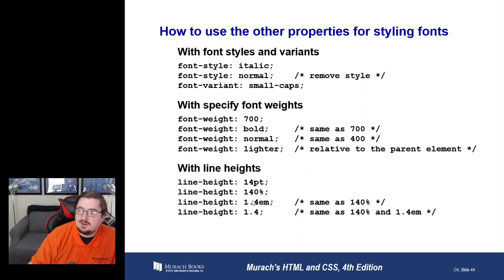You can also specify those percentages using EMs or REMs. EM is going to be the exact same thing as a percentage, or you can just say 1.4. And 1.4 is equivalent to 140% or 1.4 EM. So any of these options here, just a multiplier with no unit, or an EM, or a percentage, all of those are valid for line heights. Probably the easiest option to use for line height is to just use this multiplier here without a unit.